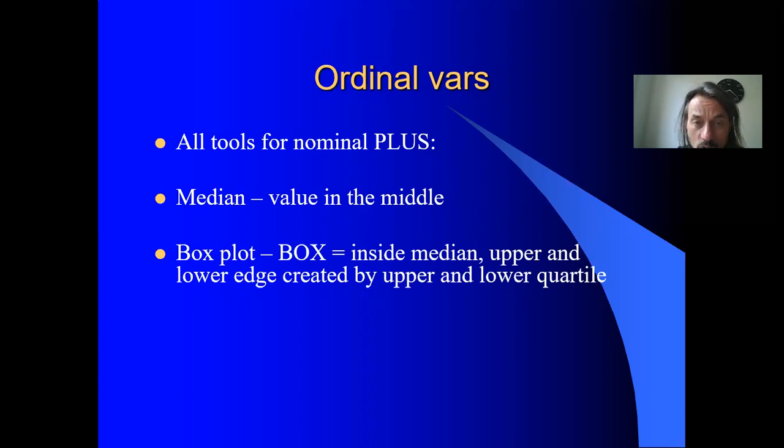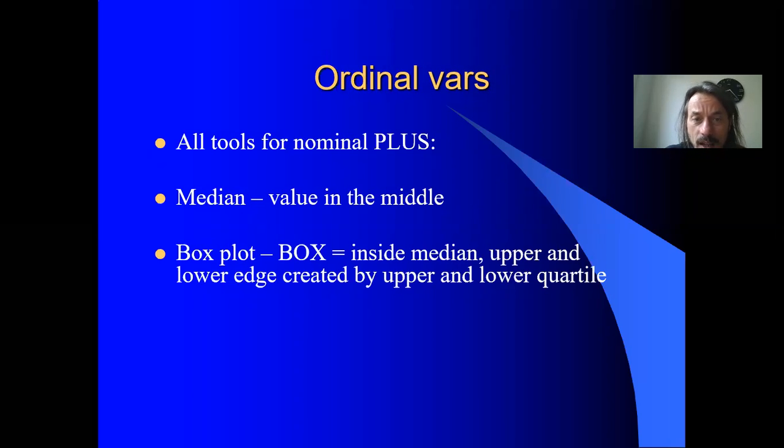We can also use special chart for ordinal variables, and it is called box plot. This box plot is named after the box, which is in the middle of this chart. And this box is described here in the presentation as inside the box, somewhere there is median, so the value in the middle of my data file. And upper and lower edge of the box is created of so-called upper and lower quartile. It means the value which divides data file into quarters. One quarter of the lowest values, this is lower quartile, sometimes called 25 percentage quartile, and upper quartile, which divides one quarter of values that are the biggest in my data file.